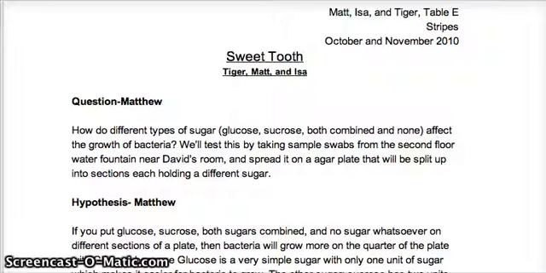And we're from Stripes. So our experimental report is about how different types of sugars affect the growth of bacteria. We tested this by taking swabs from the second grade water fountain near David's room and swabbing an agar plate. And then after 2 or 3 days, we would take it out of the incubator and check it for bacteria.